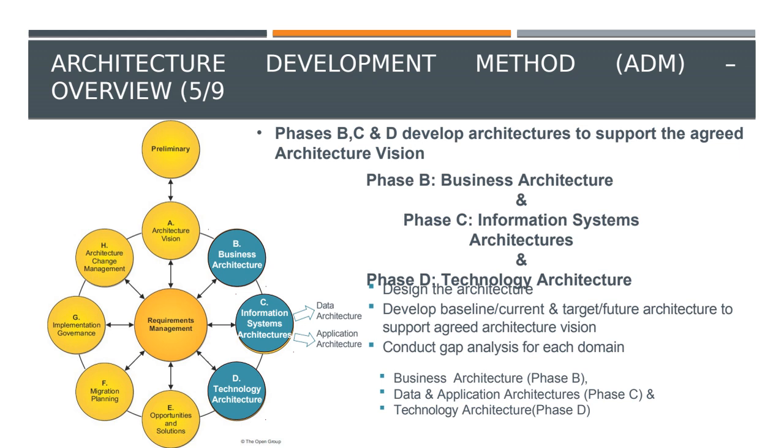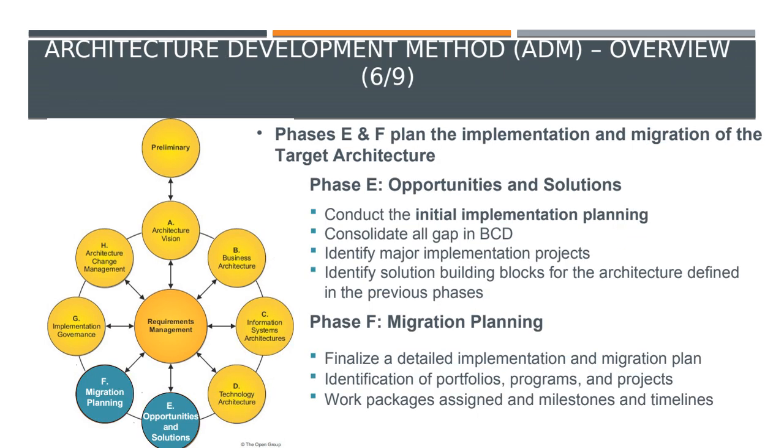These are the ones on the right. You see them? C is for data architecture and application architecture, as you can see in the diagram. Phases E and F are for planning the implementation and migration of the target architecture. In phase E, we have opportunities and solutions. In phase F, we have migration planning, where we will identify the portfolios, the programs, and projects.